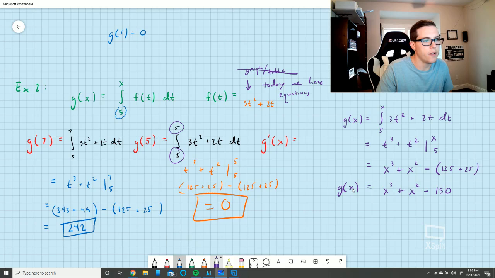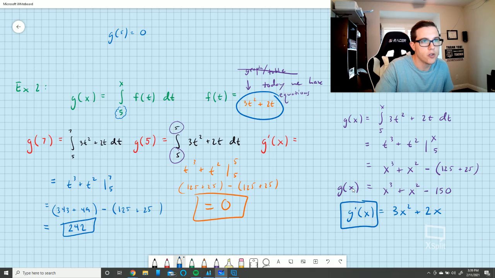Well, we want the derivative of it. So really, when you take the derivative, what happens? You get 3x squared plus 2x, and the minus 150 goes away. And look where we started, right where we originally were. So again, the shortcut, when I ask you to find g prime of x, is just take the bound and plug it in.